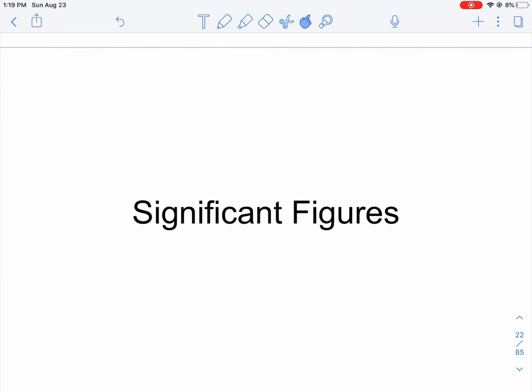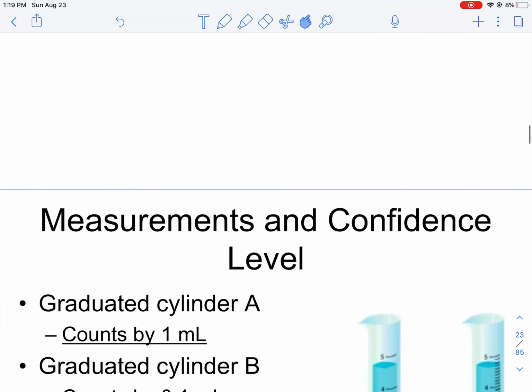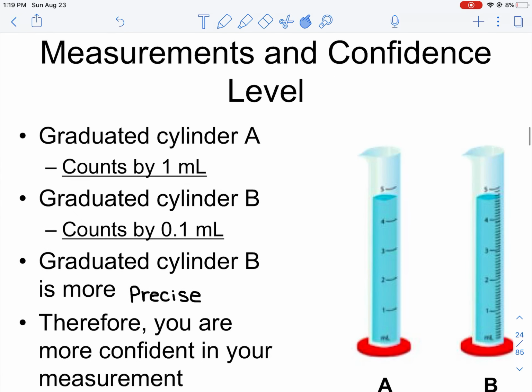Okay, we're gonna get into sig figs a little bit just to talk about the basic rules, and then I'm going to stop for today. Okay, so this all has to do with precision. So take a look at these graduated cylinders. I'll show you all the lab equipment when we get back to class, because it's much easier to see it and touch it and feel it to know exactly the different pieces of glassware.